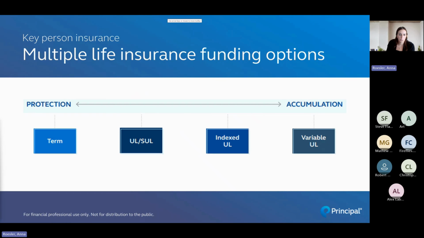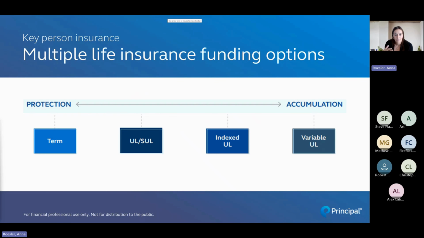We have these 4 funding options. This chart, as you can see, it says the protection on the left all the way over to accumulation. So all of these products have a protection base. It's just what are you getting in addition to the protection? So the term, you're only getting the death benefit for the set amount of time that is in the policy. If we go over to the UL, this is our cheapest permanent policy. It gives long-time guarantees. It has some cash value, but it would be the lowest amount of cash value compared to these other plans.